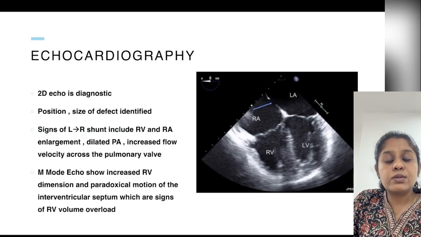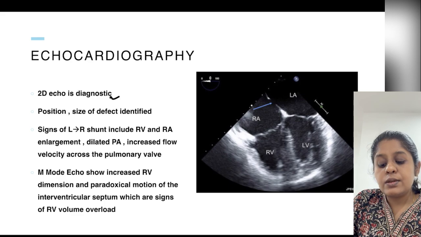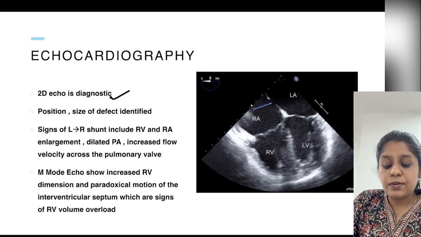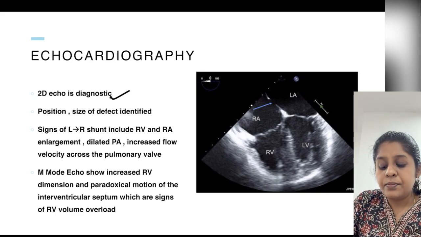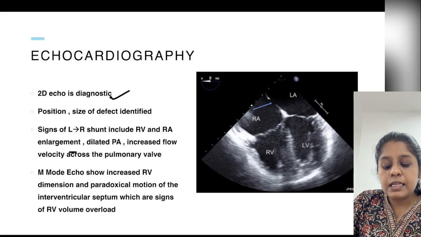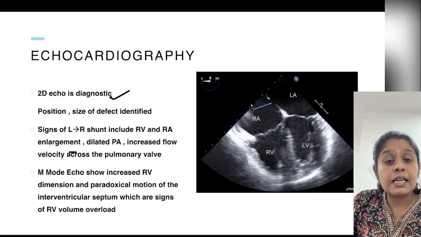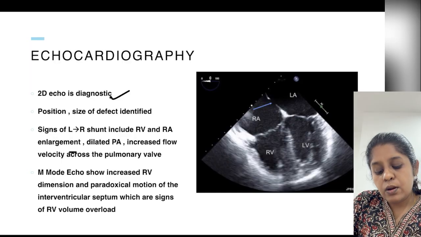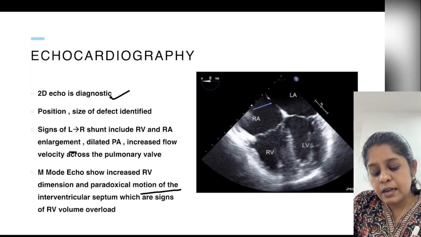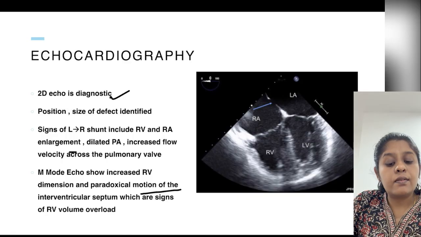Coming to the echo findings, 2D echo is diagnostic of atrial septal defect. So you can see the position, size, the type of the defect, everything is identified. The signs of left to right shunt include RV and RA enlargement, dilated PA, increased velocity along the pulmonary valve. And M mode echo, that is motion mode echo, will show an increase in the right ventricular dimension and paradoxical motion of the interventricular septum, which are signs of RV overload.